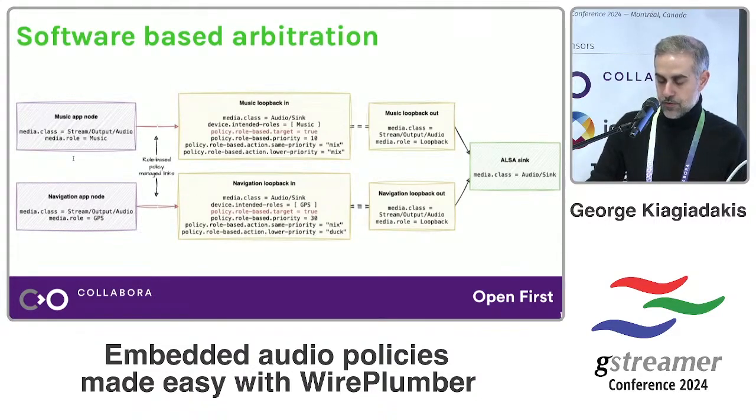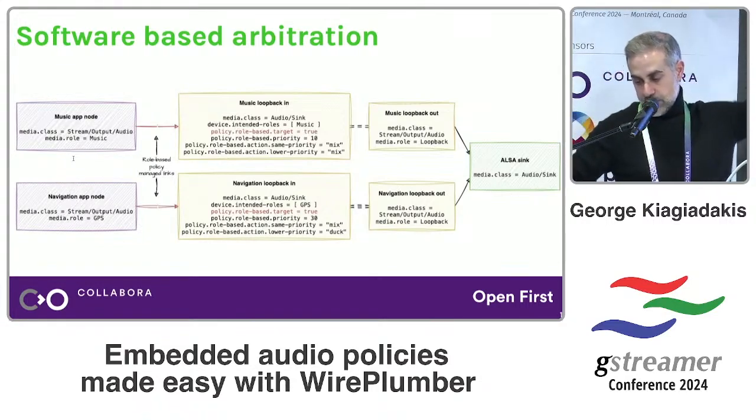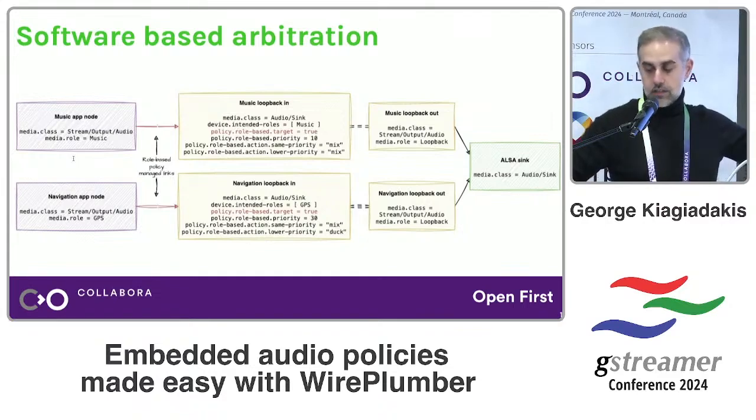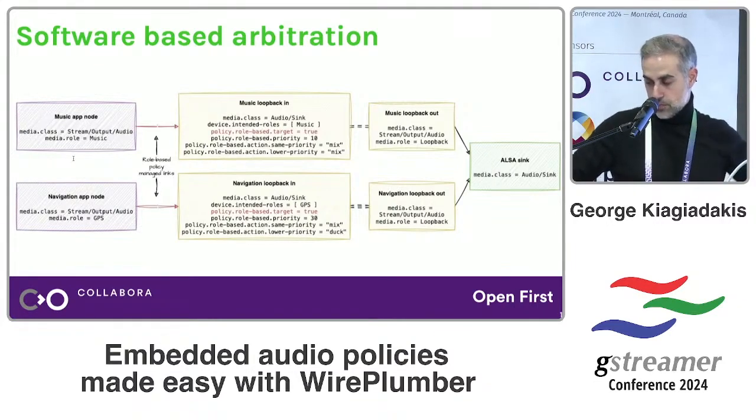Here's an example of how it looks on a software-based arbitration mode. We have two applications, and then we have the loopbacks, one for music, one for navigation. You can see that the input nodes of the loopbacks have the policy role-based target equals true property, and that means that the links that go towards these loopbacks are going to be managed by this policy. The priorities and actions are encoded directly on the properties of those loopbacks. And on the other end, it's as usual, no special properties, they just link to the ALSA sync.